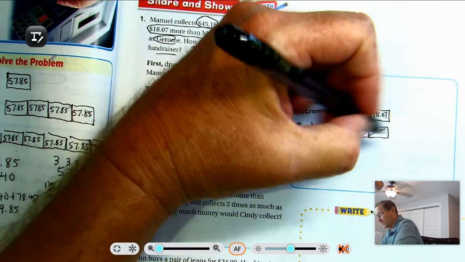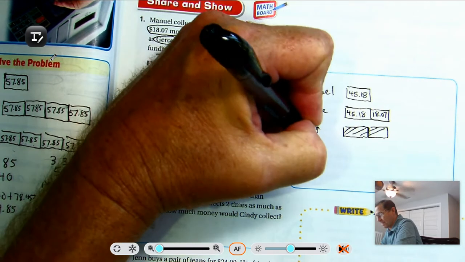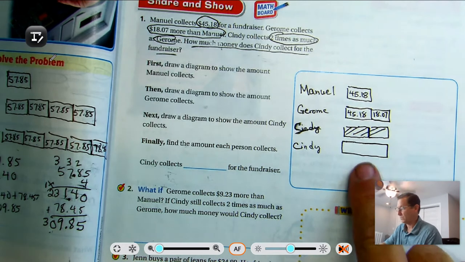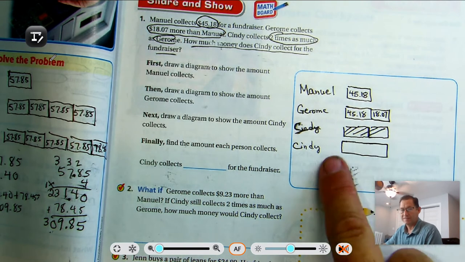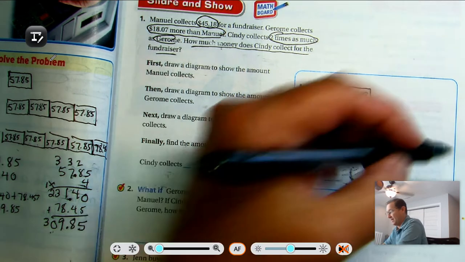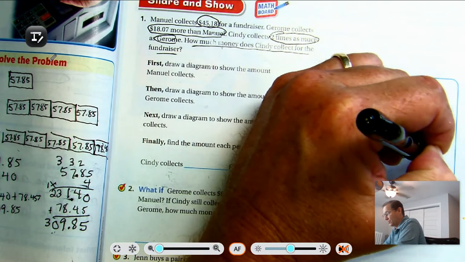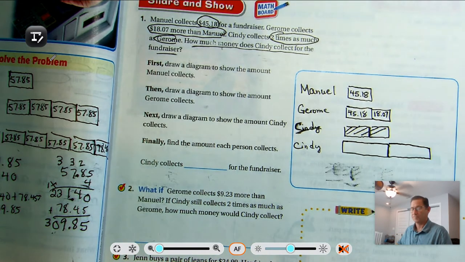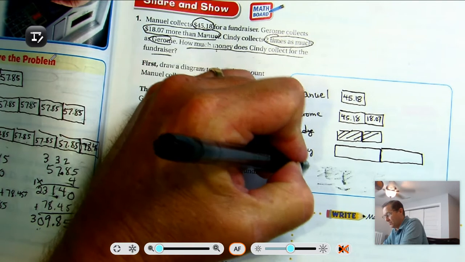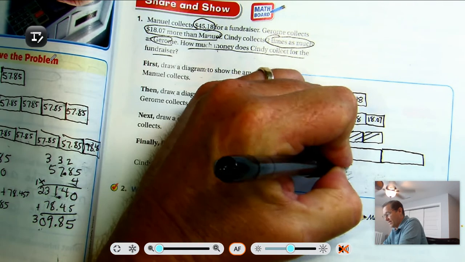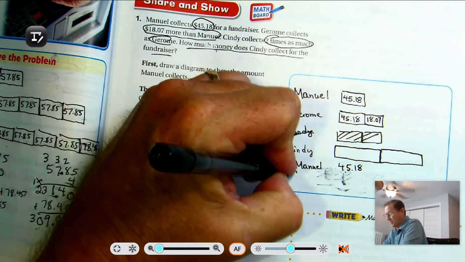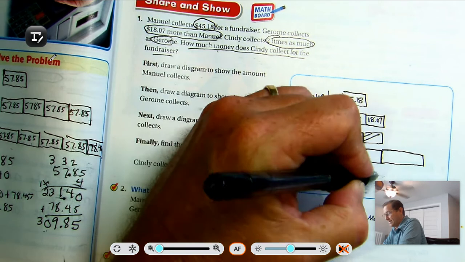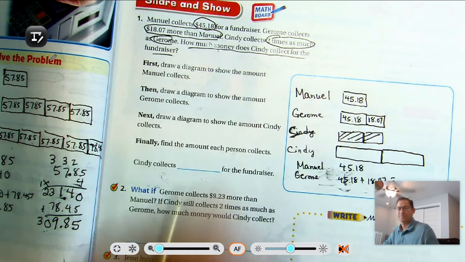I want to redraw hers. So we know that Jerome's was this amount, right? So about this length, right? So we're just matching it. And then Cindy's was twice that amount. So whatever Jerome's is, Cindy's twice that amount. So Manuel was 45.18. Jerome was 45.18 plus 18.07.